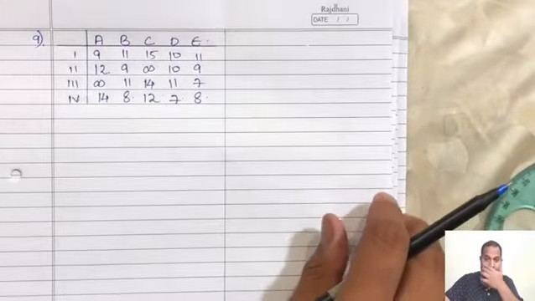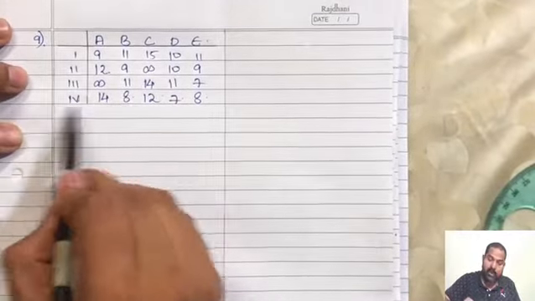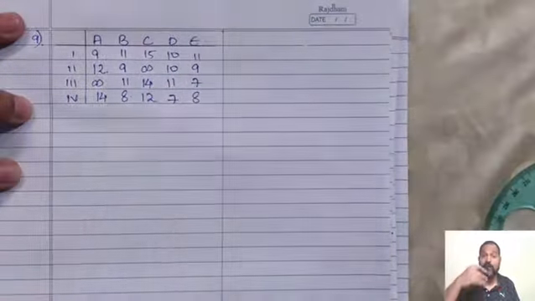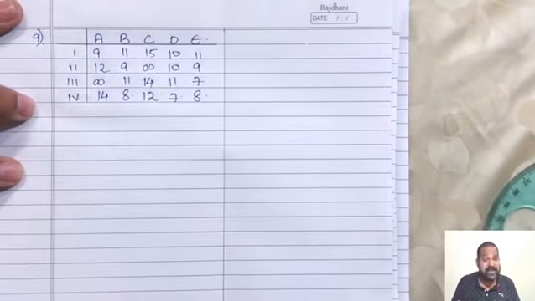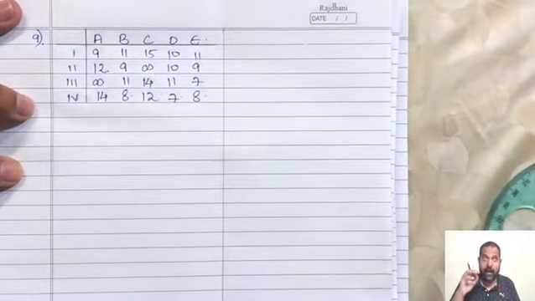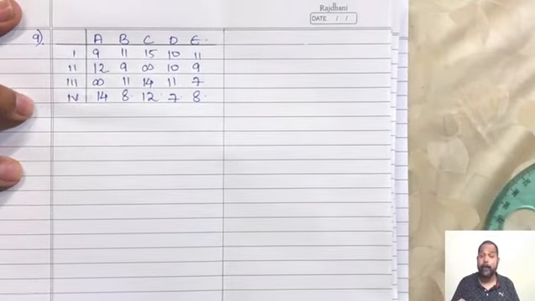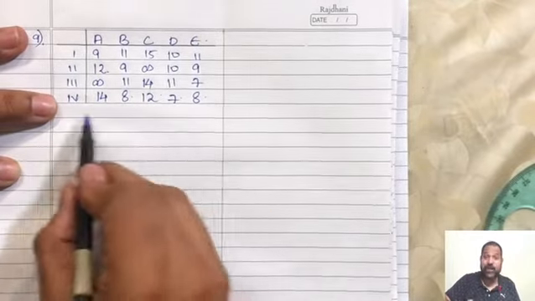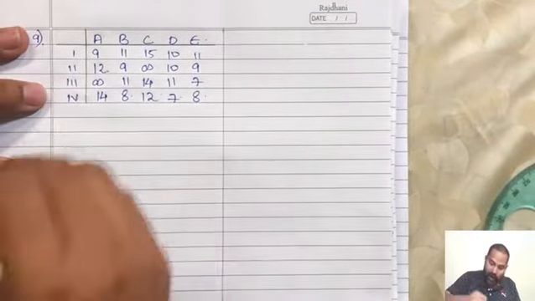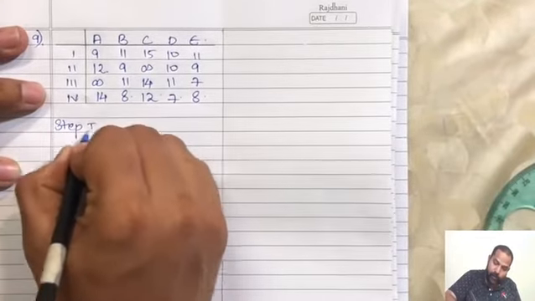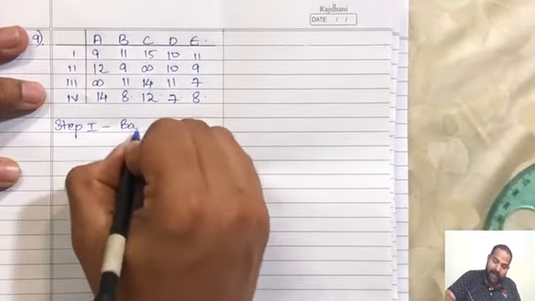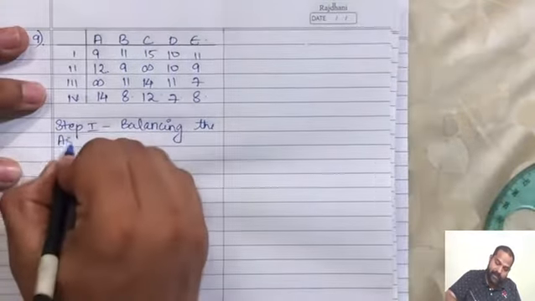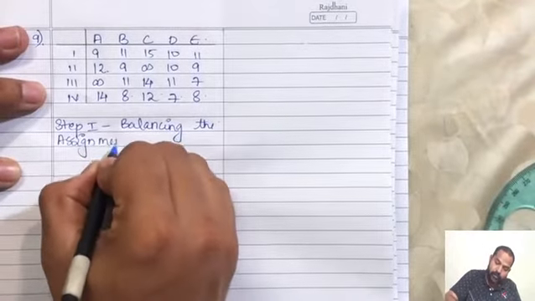Another thing that you notice is that we have 1, 2, 3, 4 rows and 1, 2, 3, 4, 5 columns. Doesn't that imply that my assignment problem is unbalanced? I have one less row. So I am going to say step 1, balancing the assignment problem.